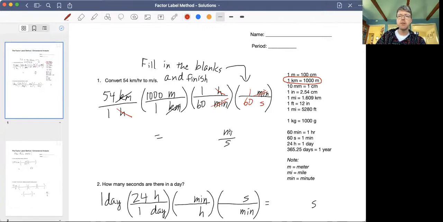Now let's check all the units that are not canceled. We have meters and we have seconds. So meters per second is the units that are not canceled. And now we're going to multiply straight across the top and straight across the bottom.